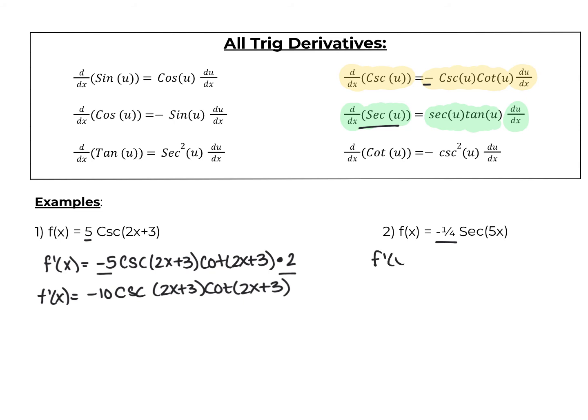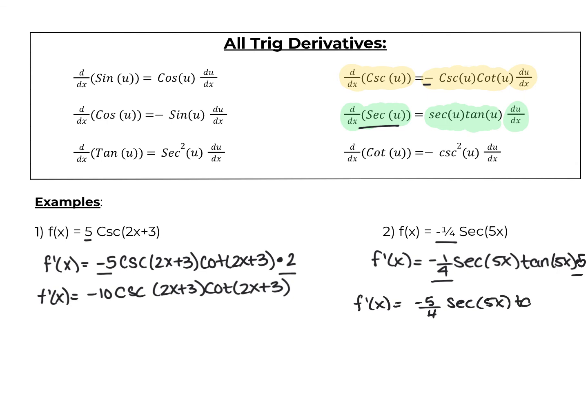So my f prime of x is negative 1/4 secant of 5x times tangent of 5x times the derivative of the inside. And the derivative of 5x is just 5. So times 5. Again, you can multiply the coefficients. So f prime of x is negative 5/4 secant of 5x tangent of 5x.